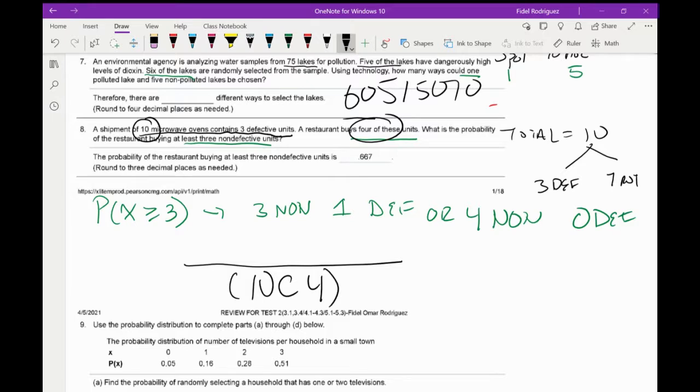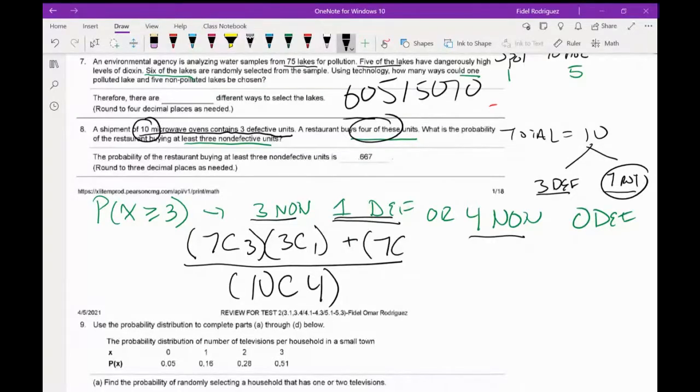Now my numerator, I'm going to set up the first part of my numerator. If I'm going to have 3 non-defective and 1 defective, those 3 non-defective have to come from the 7 that are not defective. And the one that's defective has to come from those 3 that are defective. And then if I'm going to have 4 of them not being defective, then they're going to have to come again from that 7. So 7 choose 4, and no defective would be coming from the 3. Now, guys, I am going to put an extra set of parentheses here, and this is exactly how I'm going to type it in on my calculator.